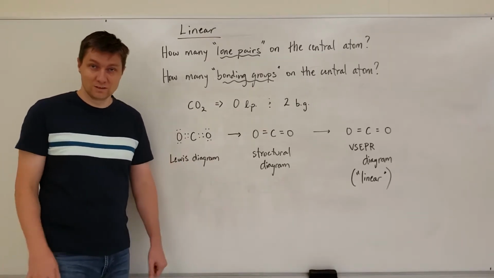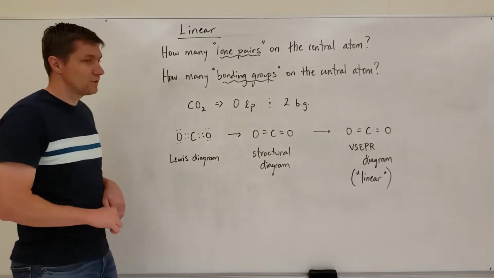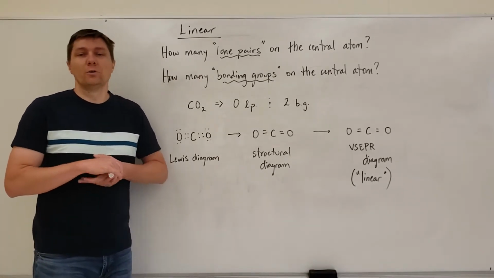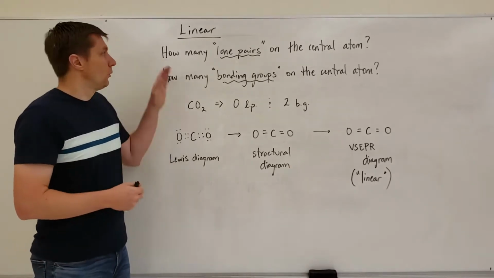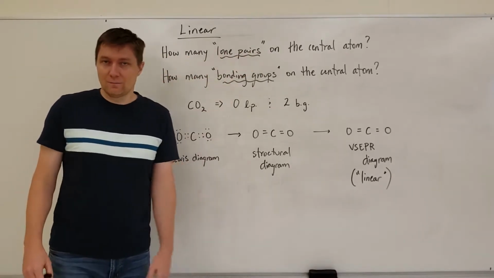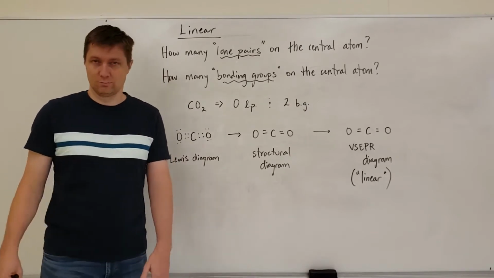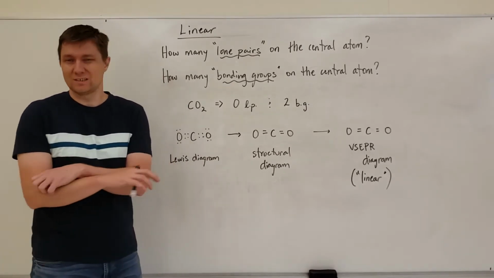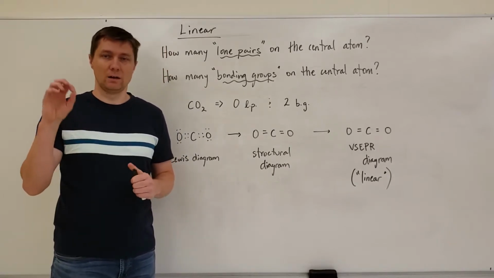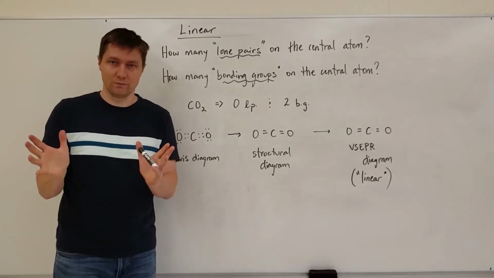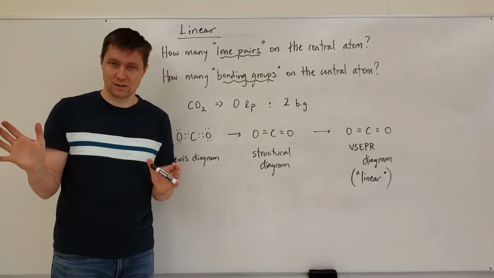So first up is the linear shape. The first thing you need to identify when you are doing VSEPR diagrams is that you have to ask yourself 2 questions. How many lone pairs are on the central atom? And how many bonding groups are on the central atom? We've established what a lone pair is. It's just a pair of electrons that's not involved in bonding, so it's not attached to anything.